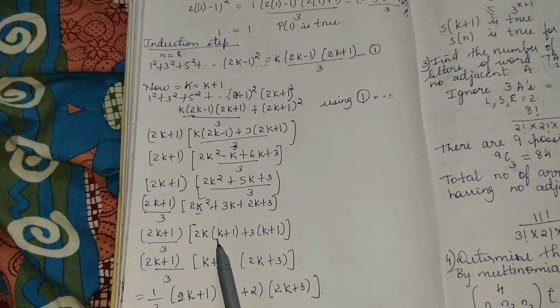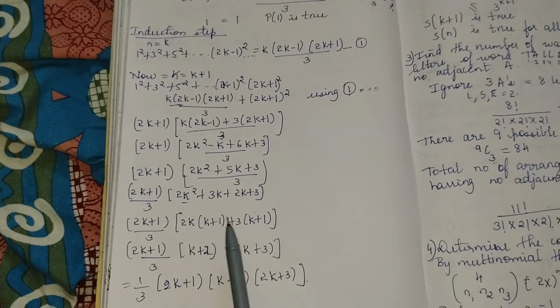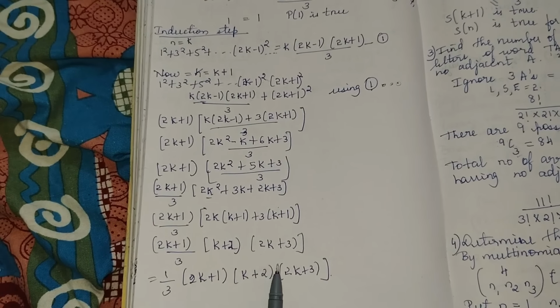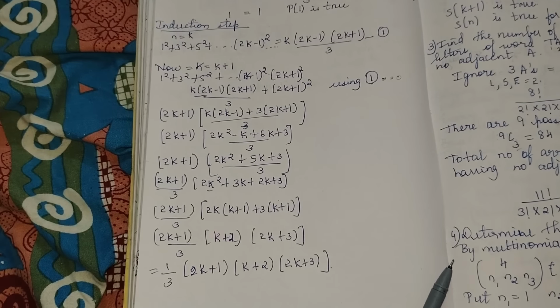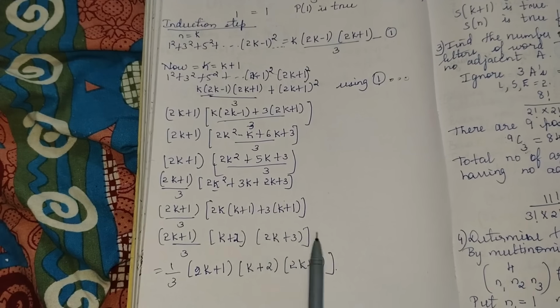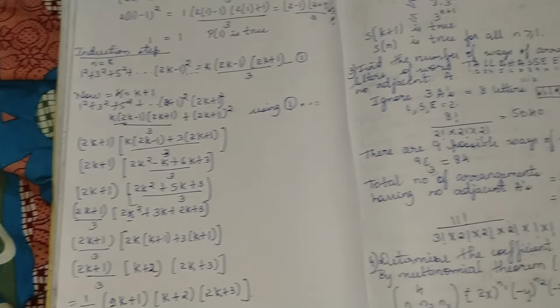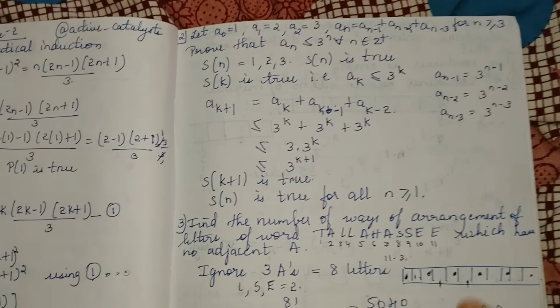Then again, see if you can take anything common. I think 2k can be taken common. Take it out common and solve it. Very simple, normal maths. You can just pause for a second and recall what is happening here. Fine, we'll go to the next question now.